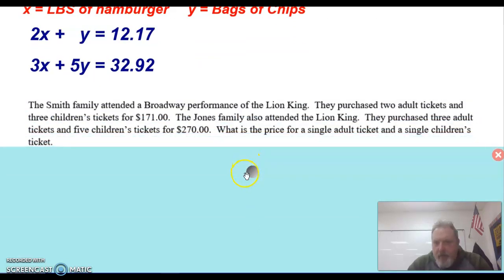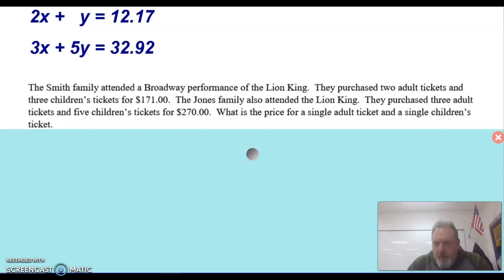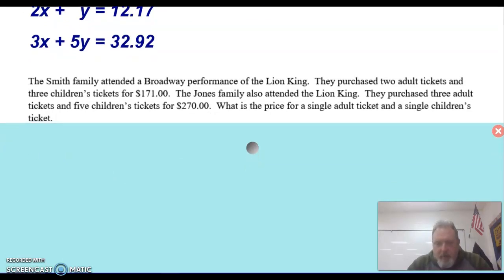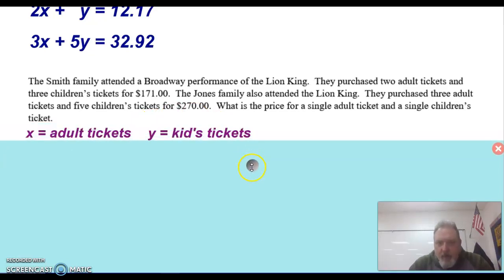Okay, problem 2, we've got the Smith family and the Jones family. They're both going to a Broadway production of The Lion King. I'll let you read the problem on your own time. And again, you can pause this, go back as many times as you need to. So there's 2 types of tickets for this particular production. We've got adult tickets and children's tickets. That's pretty typical for most Broadway shows. So there is our variables.